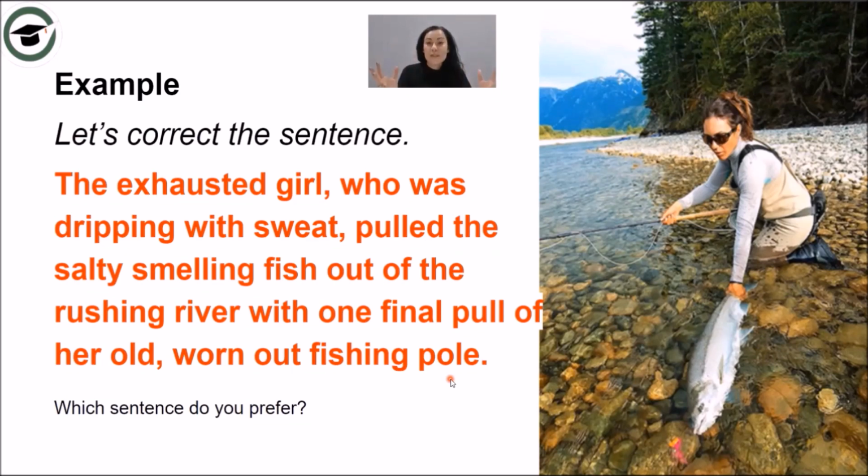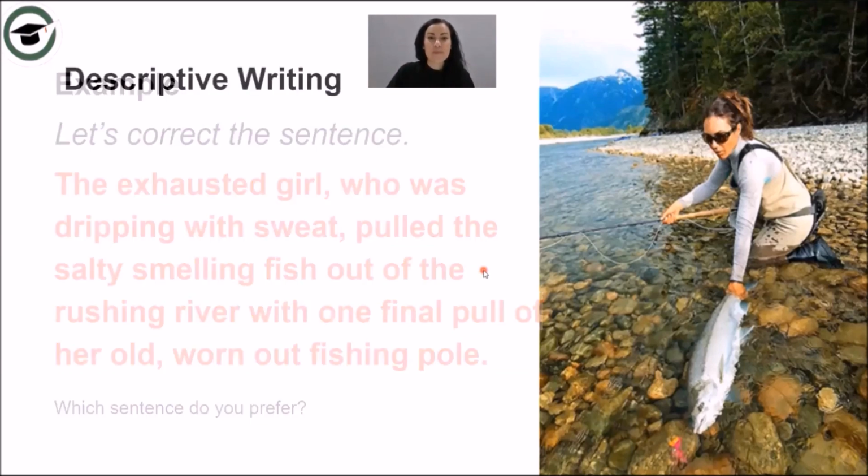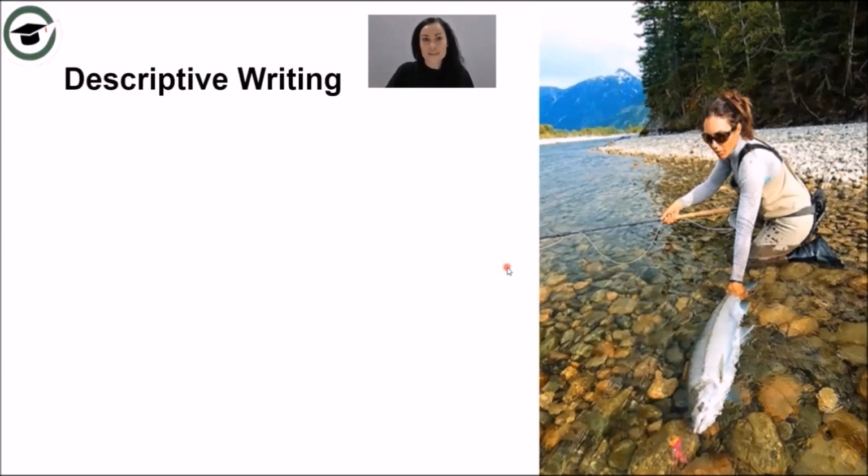It has way more description in it. It's a lot more exciting and it paints a really good picture in our minds. We've added dripping with sweat. You've probably been sweaty before and dripped with sweat. You know what that feels like. So that's using a feeling, a sensory detail. Pulled the salty smelling fish out of the rushing river. Smelling a fish, we probably already know what that smells like as well. So smelling is using another sensory detail. Good job. So let's review what we've done.